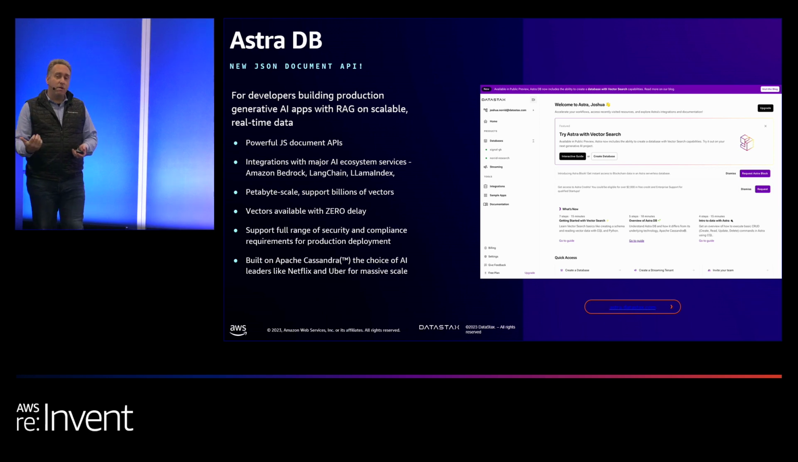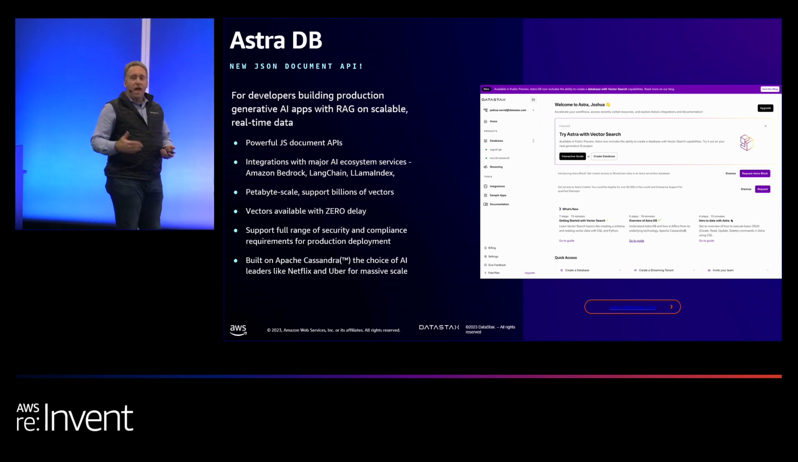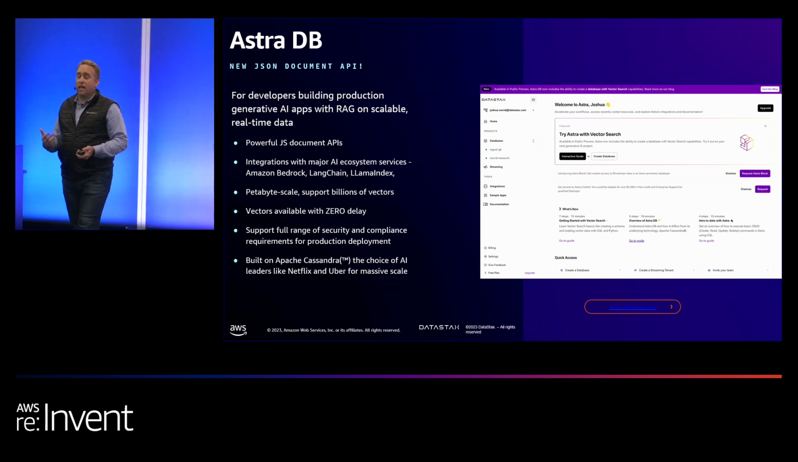I'll talk a little bit more about that when I show you an example of how Astra DB can be used as your vector data store and allow you to store billions of different vectors at high dimensionality and access that in real time at very low latencies.